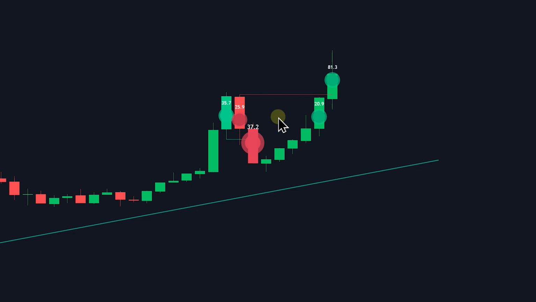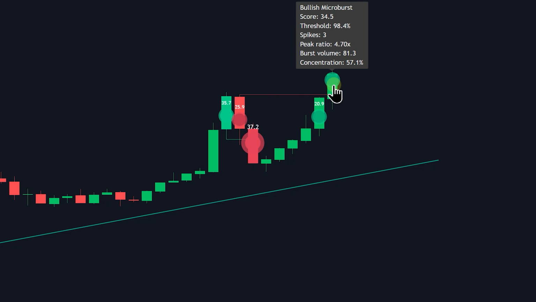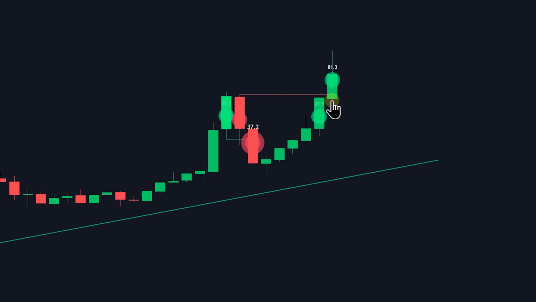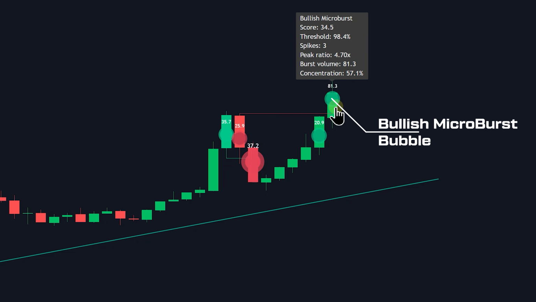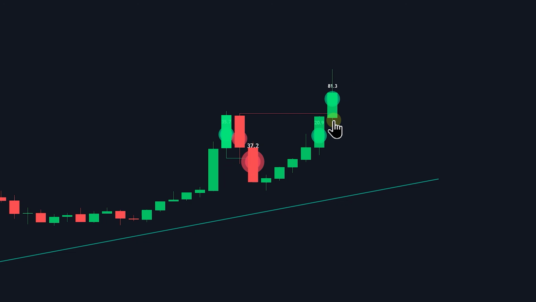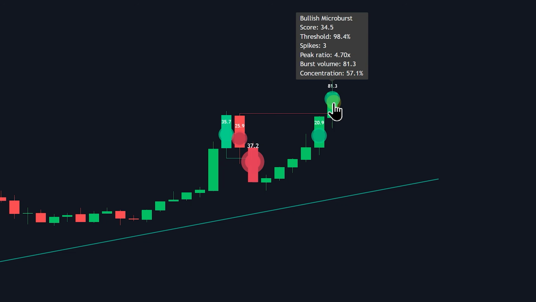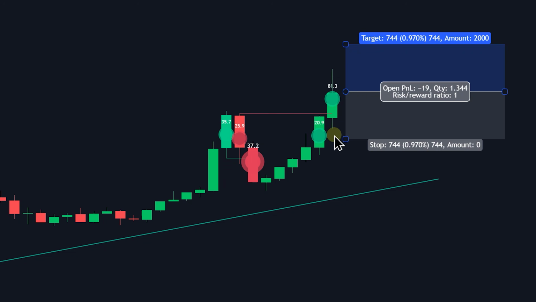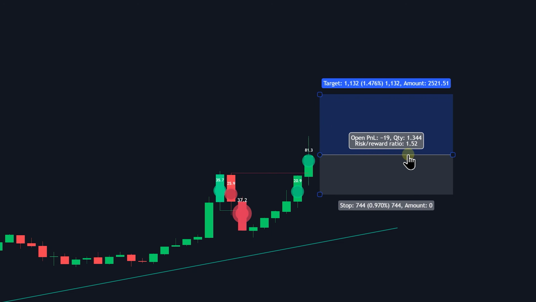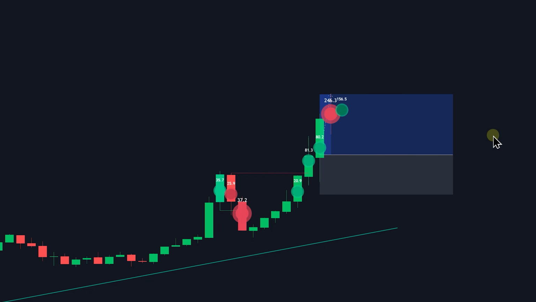Once we have that, we just wait for the price to go up and break that level. During the break, the candle that breaks through should also have a bullish microburst bubble like it does right here. You can see this candle is breaking and closing above the red horizontal line and it has a bullish microburst bubble. Once you have that, you know that the probability of the price going higher is higher. No pun intended. So you take a long position, stop loss just underneath the candle, the take profit 1.5 times the risk. And the trade would have been profitable.